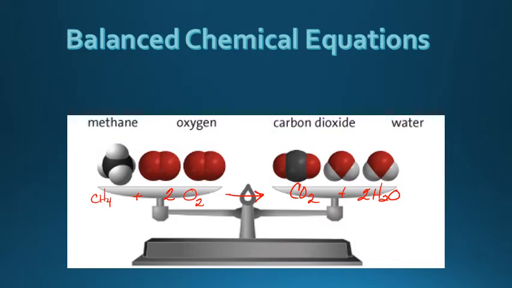So notice we have 1 carbon here. We have 1 carbon here. 4 hydrogens. 2 times 2 makes 4 hydrogens. We have a total of 4 oxygens on this side of the equation, and here I have 1 and 2 and 3 and 4. That's why the balance is showing this equation as balanced.